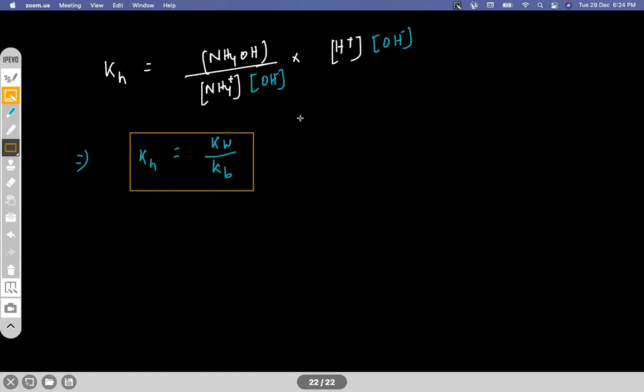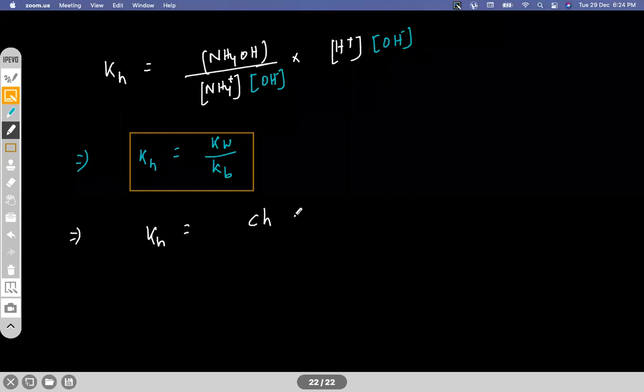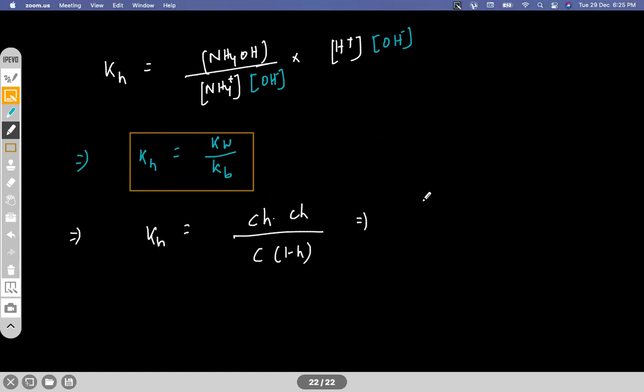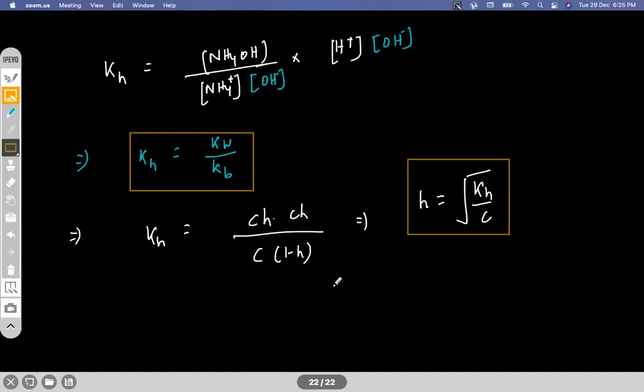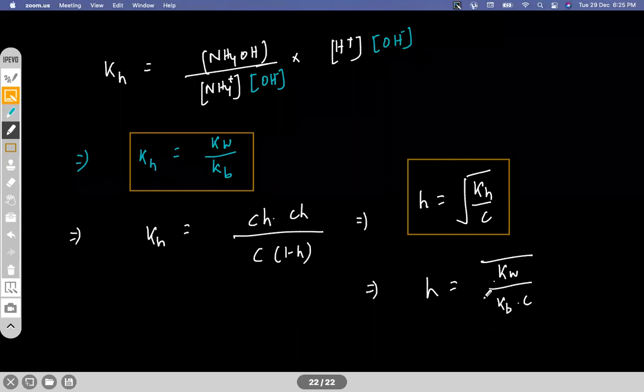And again, if you write it in terms of concentration, then KH would be CH into CH divided by C into 1 minus h. With all those approximations, we get h equal to the root of KH by C. Further, this KH we know is KW by KB. So we have h equal to the root of KW by KB into C. This is the formula of h.